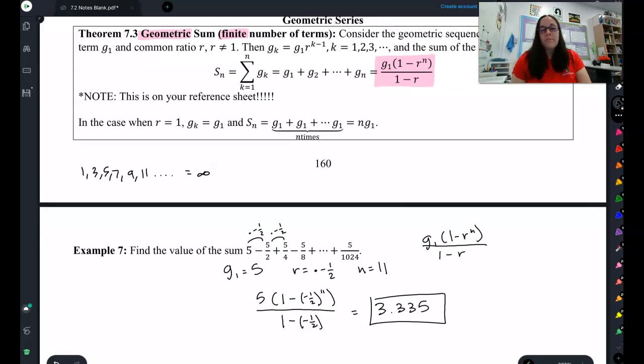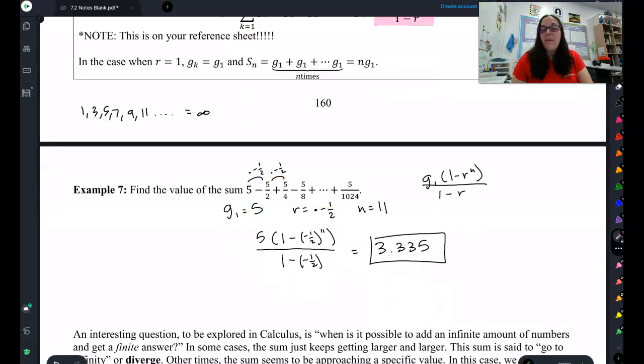However, infinite geometric series sometimes don't go to infinity. And let's look at example 7 for this. Notice that in example 7, each time I'm adding on a smaller number. So this number is smaller than the one before it. This number is smaller than the one before it. This number is smaller than the one before it, and so on and so forth.